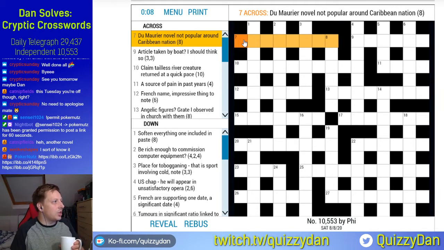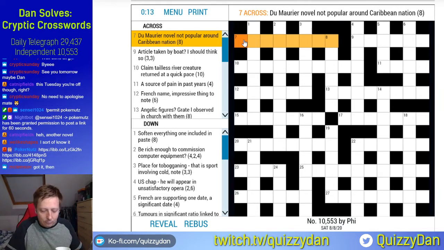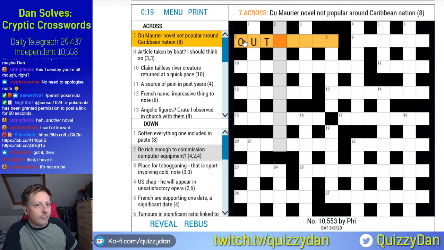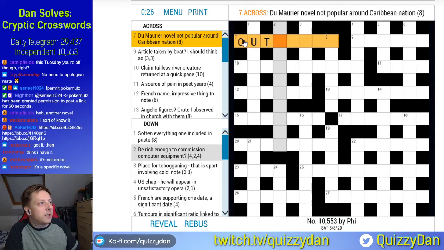Sort of know it, we like shapes. Well, a hint, please, if you sort of know. Is Aruba the Caribbean nation? Out is... if you're not popular, you're out. It's not Aruba. 5-letter Caribbean nation. Cuba is only 4 letters. It's a specific novel. Have I heard of this specific novel? That's going to be the question.